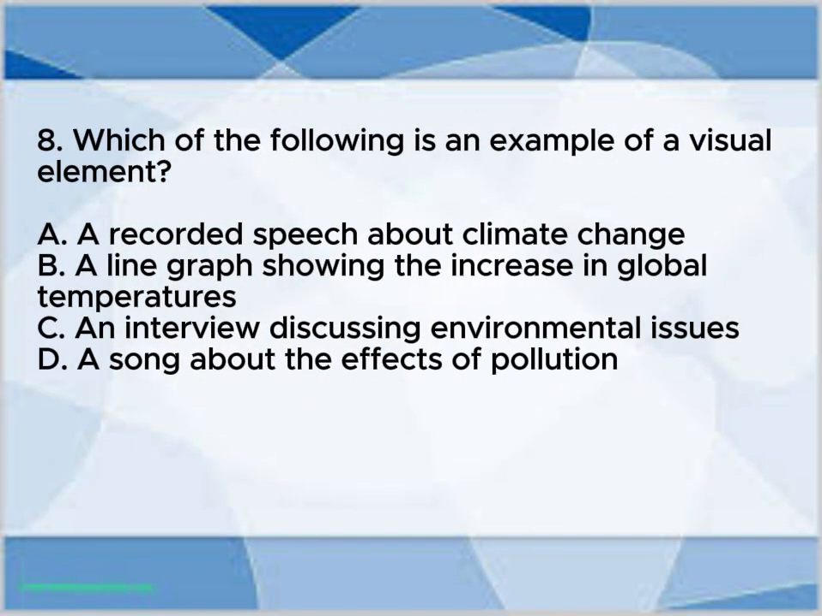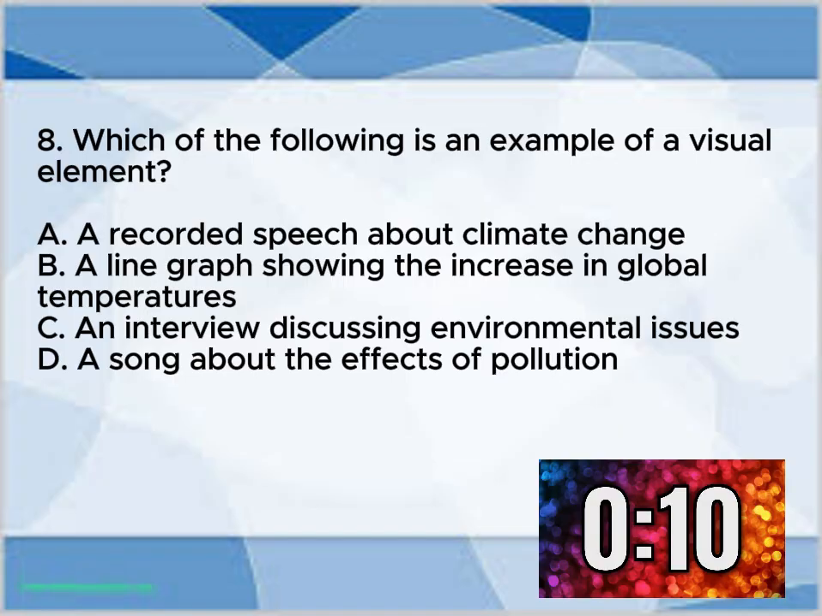Which of the following is an example of a visual element? A. A recorded speech about climate change. B. A line graph showing the increase in global temperatures. C. An interview discussing environmental issues. D. A song about the effects of pollution.